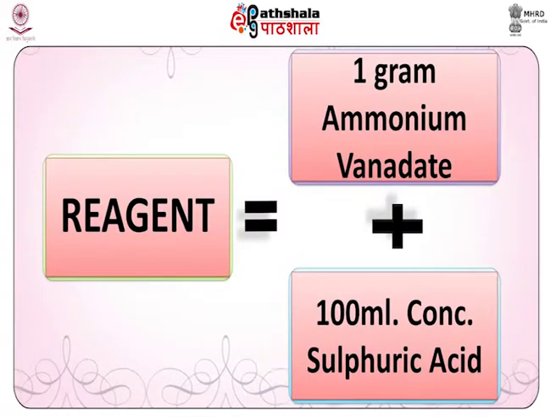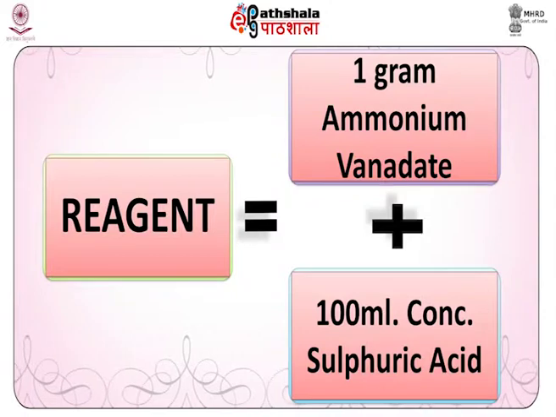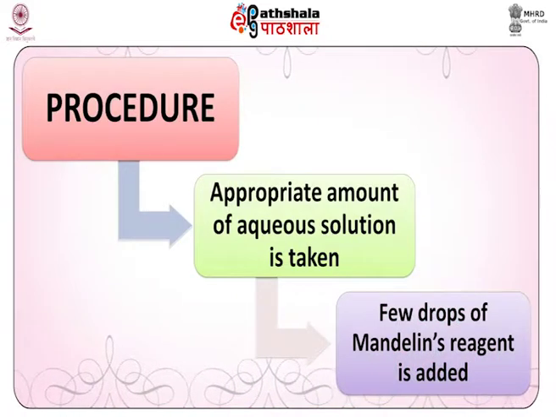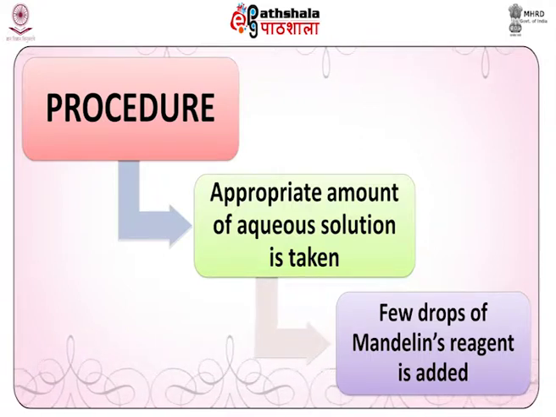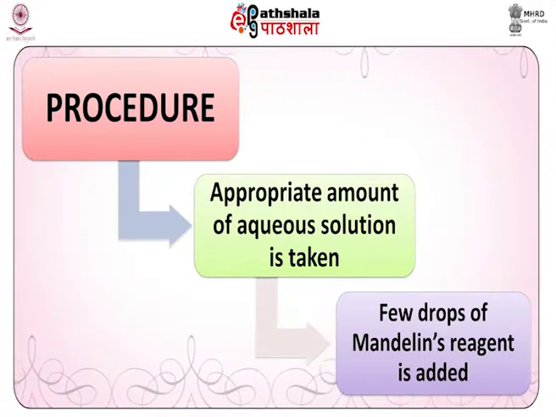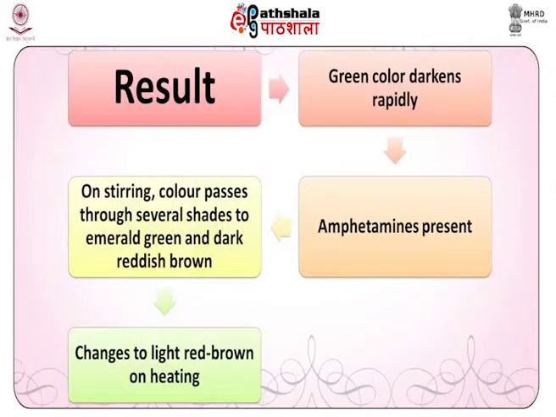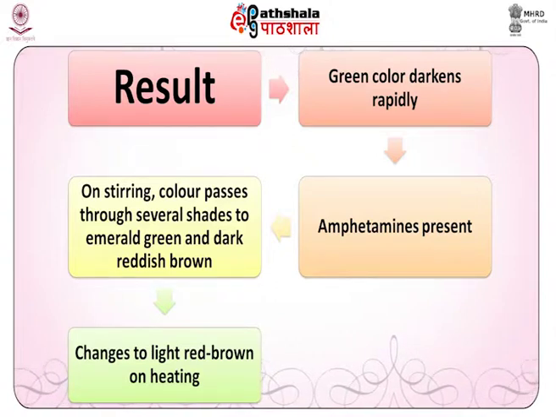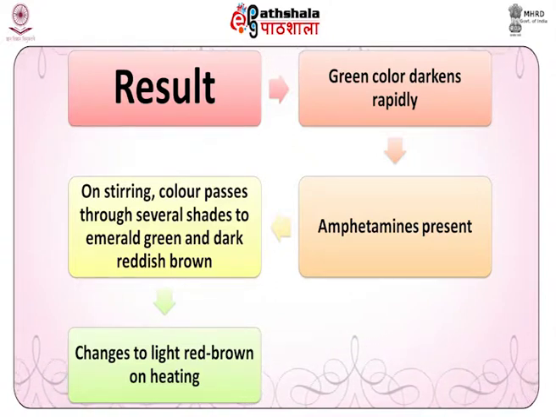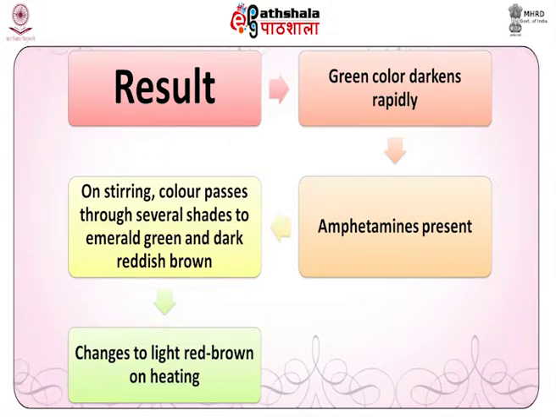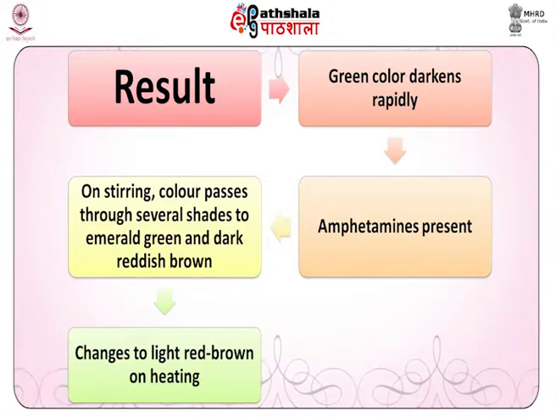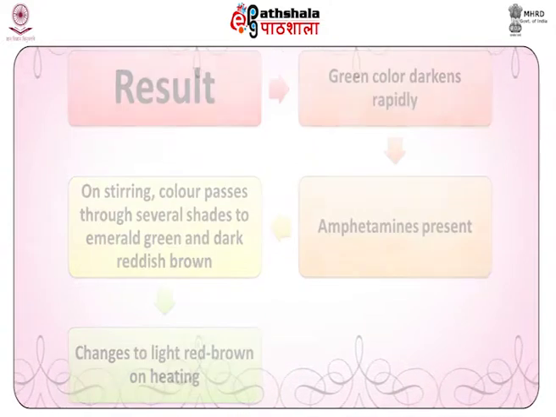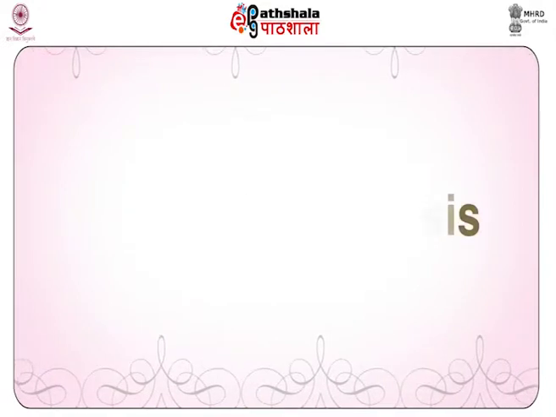Preparation of reagent: 1 gram ammonium vanadate is dissolved in 100 ml concentrated sulfuric acid. Procedure: an appropriate amount of aqueous solution is taken. A few drops of Mandelin reagent are added. Result: appearance of green color that darkens rapidly indicates the positive test for the presence of amphetamines. On stirring, the color passes through several shades to emerald green and dark reddish brown, which changes to light red brown on heating. Next is qualitative analysis.